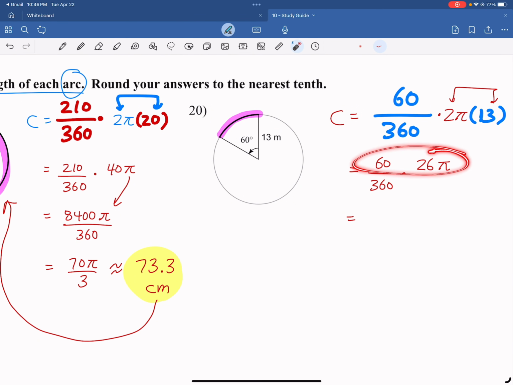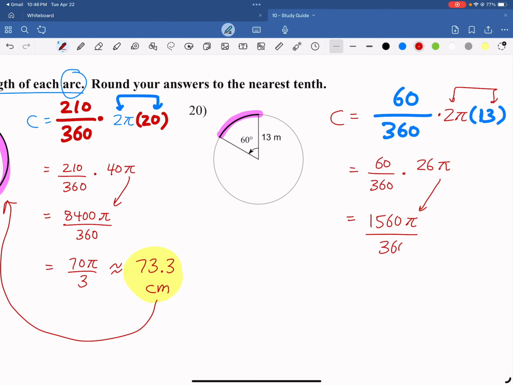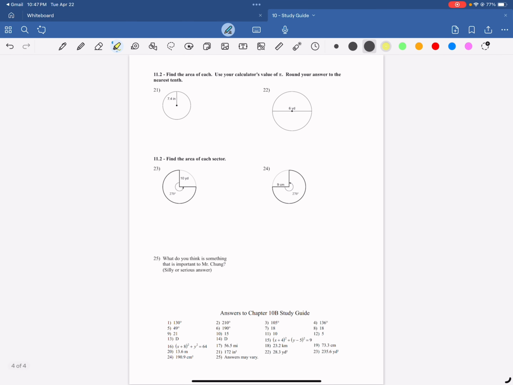Multiplying these two together, 60 times 26, that's going to give you 1560. And don't forget the pi, it needs to drop down. And then 360 on the denominator, didn't change. Punch that in a calculator, it'll simplify the fraction for you, 13 pi over 3. And again, if you click SD on the calculators in my classroom, it'll give you the decimal approximation, 13.6 meters. Okay. All right, home stretch, last couple questions.